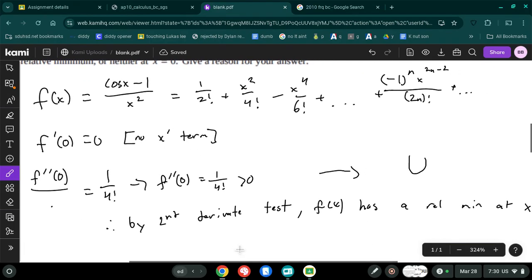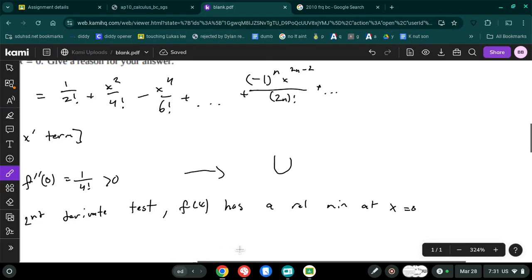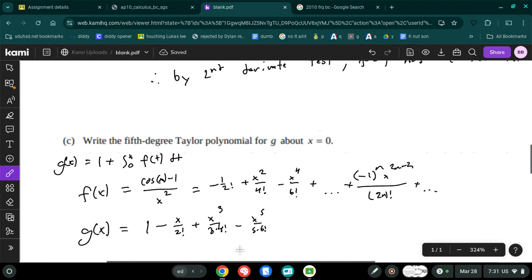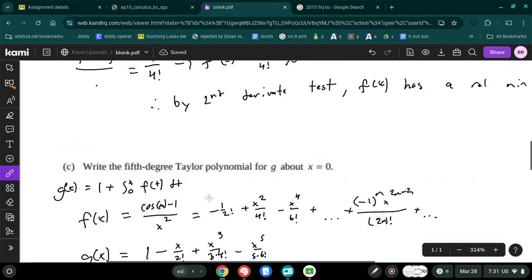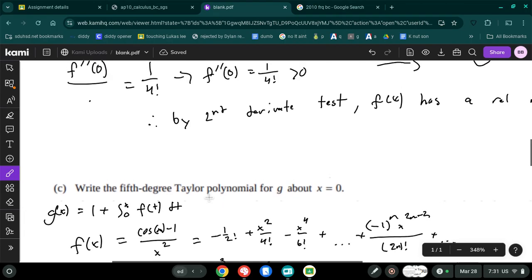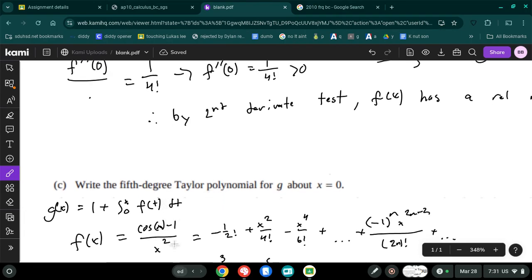Therefore, by the second derivative test, f of x has a relative min at x equals 0 because it's positive and it's concave up. Okay, so write the fifth degree Taylor polynomial for g about x equals 0. So g sub x is equal to 1 plus the definite integral from 0 to x of f of t dt. I think the best thing to do so I don't mess up, because I did mess up on this one, is to always write these terms again.